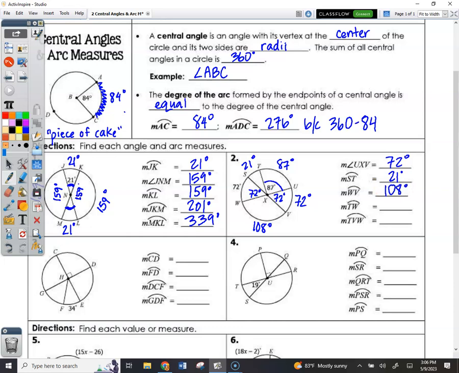What's the measure of arc TW? 93. You would do from T to W, 21 plus 72. 93. Now we're going to go from T to V to W. T in the direction of V, then land on W. 267. Yes.